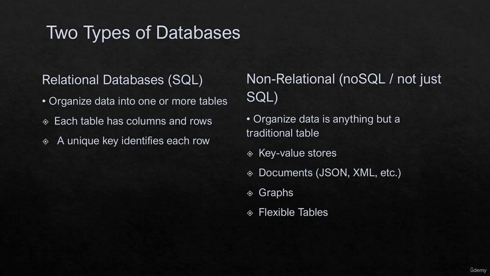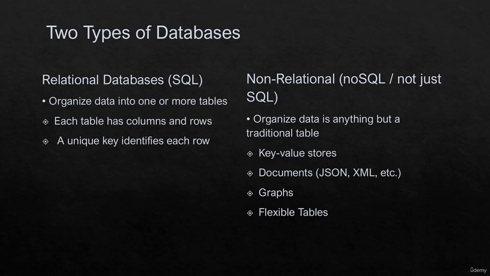So in the relational database, or which is SQL, it organizes data into one or more tables, because obviously if you're managing data, you might need a table, and a table is going to help a user to maintain all the data and see it whenever they want to, and it is easier to find. So each table has columns and rows just like you see in Microsoft Excel, and a unique key identifies each row, and all of those rows and also columns have identified unique key.